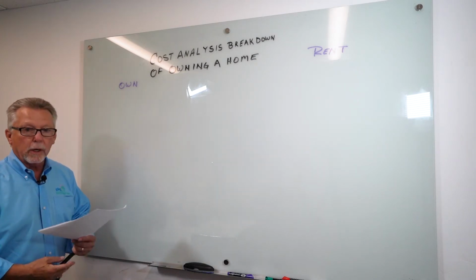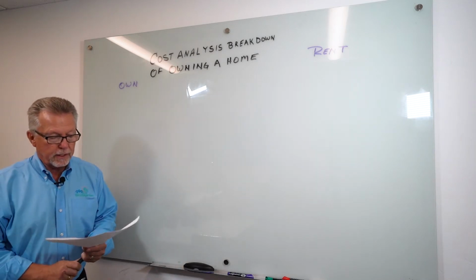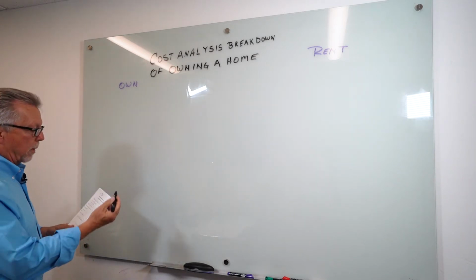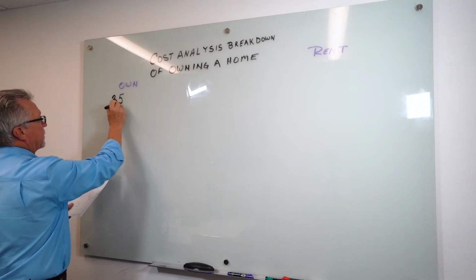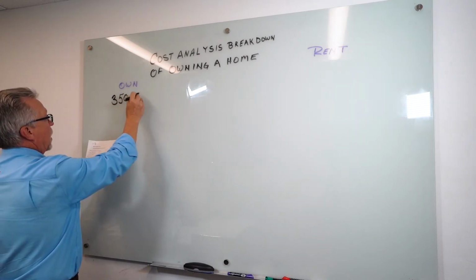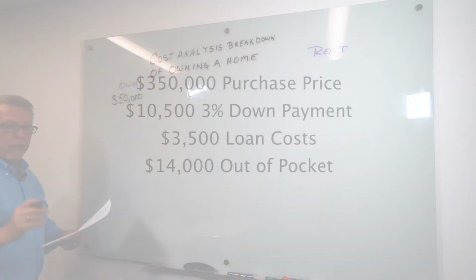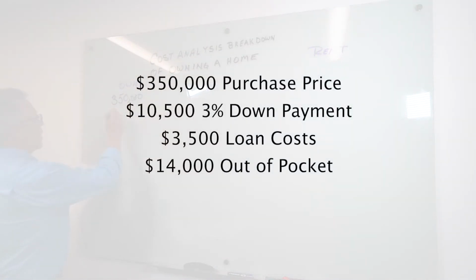So first, we're going to go with some assumptions here. The assumption is you're going to be purchasing a home, and the purchase price of that home that you want to own is $350,000. All right? If you use a 3% down payment, you're going to need $10,500 for the down payment. So we're going to label that as DP, down payment.